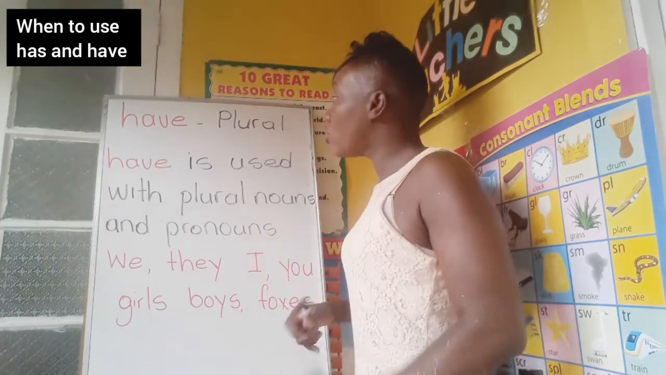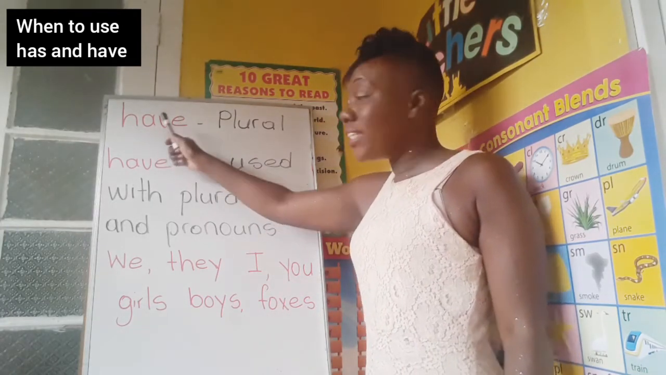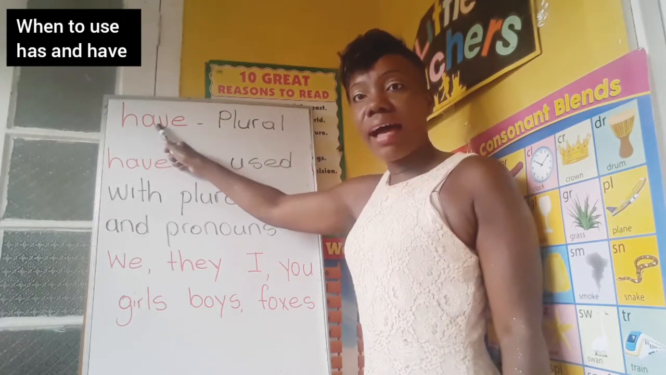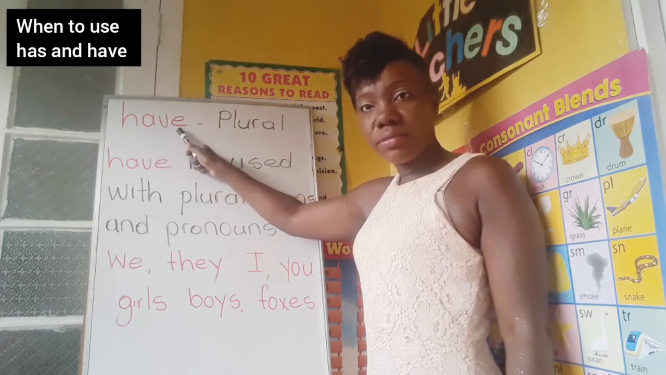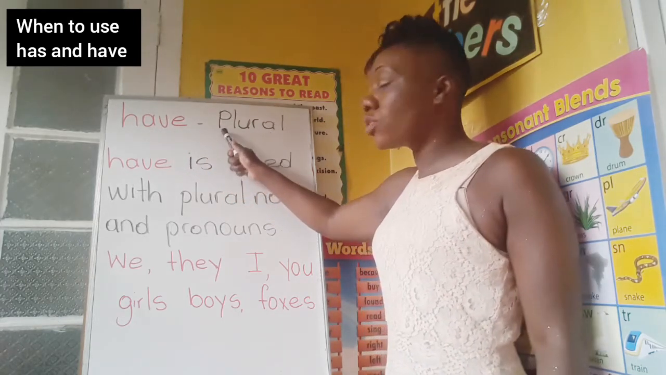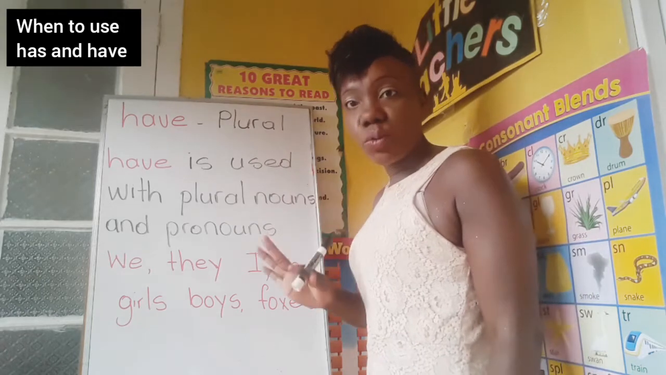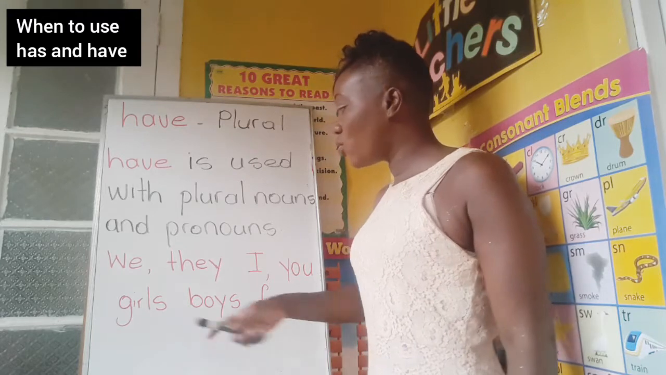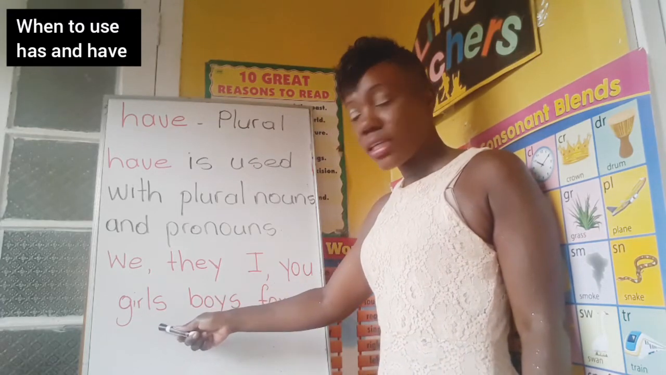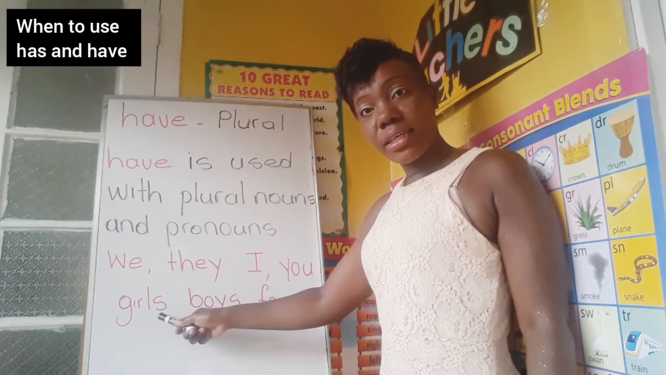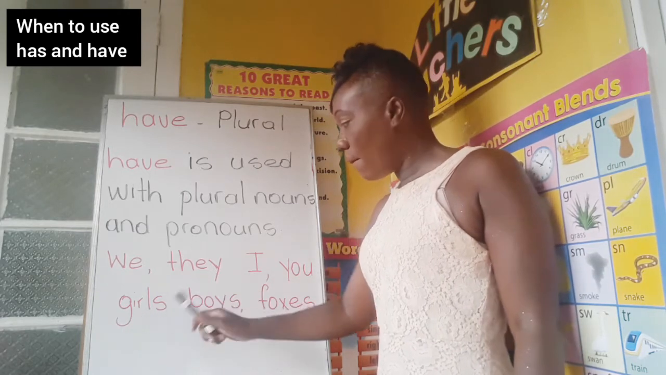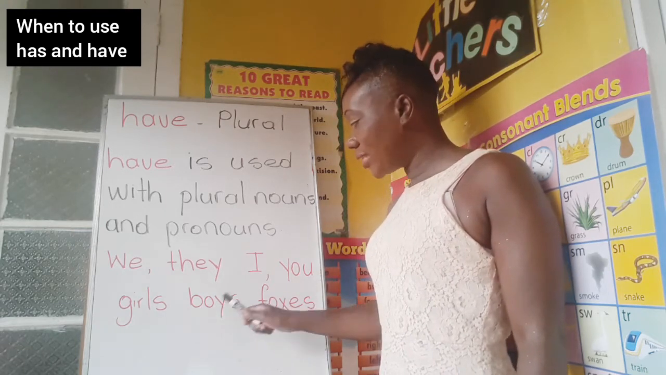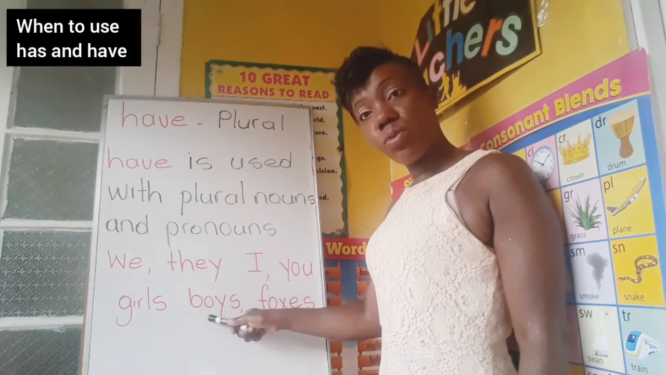Now moving on to the word have. This is the word have. Say the word, boys and girls. Have. Now have is used with plural nouns. Remember we also did plural nouns, as in the word girls. The s makes it plural. More than one girl. Boys. The s makes it plural. More than one boy.